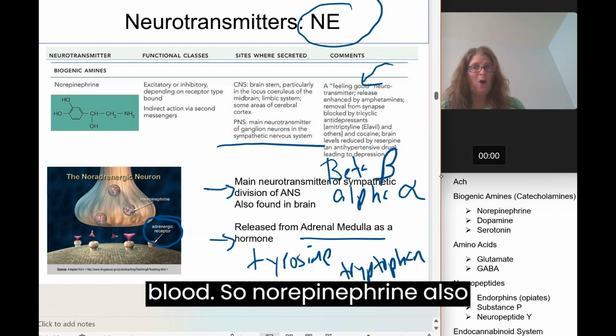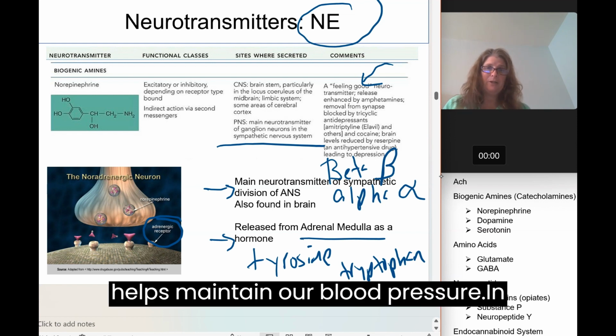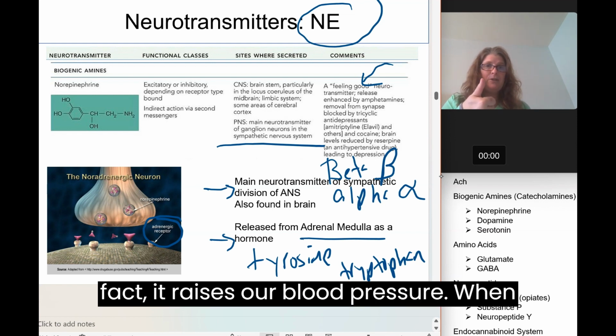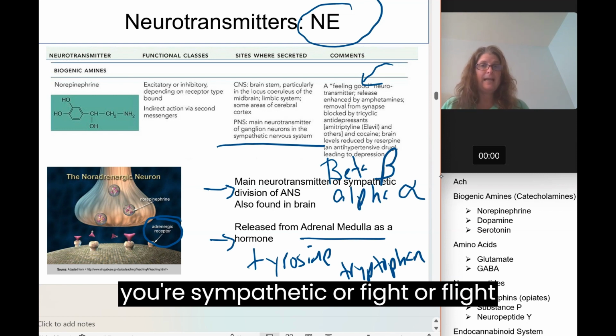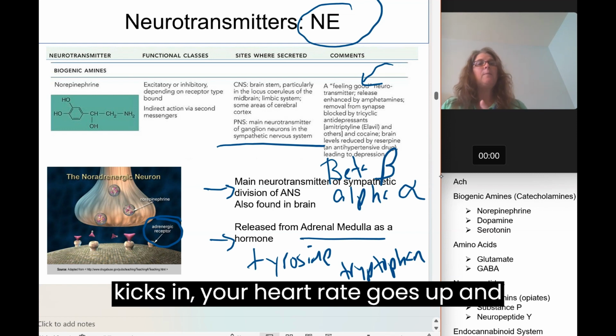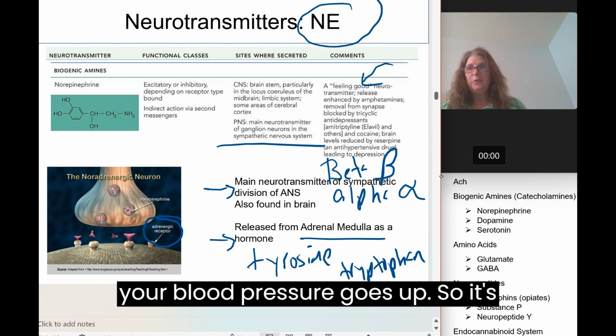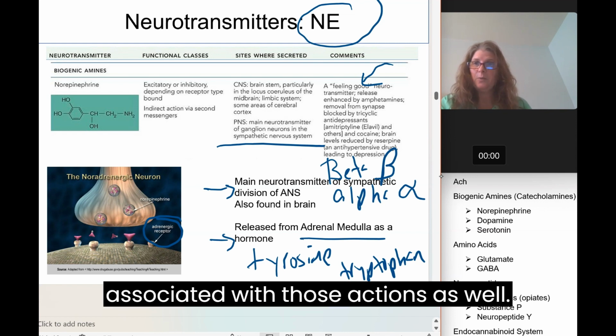Norepinephrine also helps maintain our blood pressure. In fact, it raises our blood pressure. When your sympathetic or fight or flight kicks in, your heart rate goes up and your blood pressure goes up. So it's associated with those actions as well.